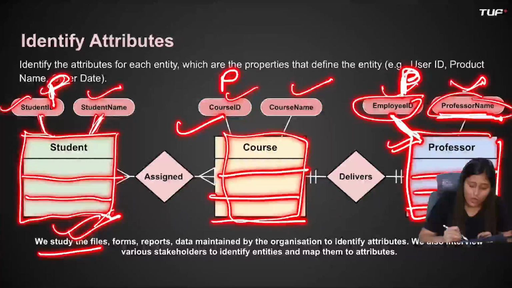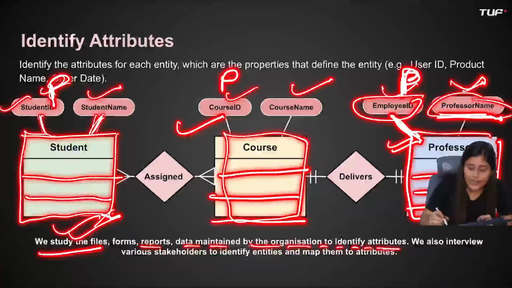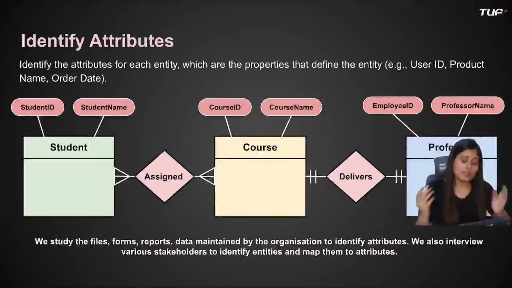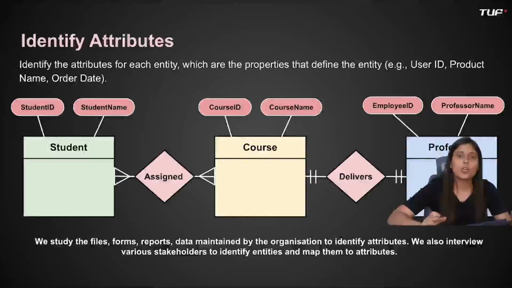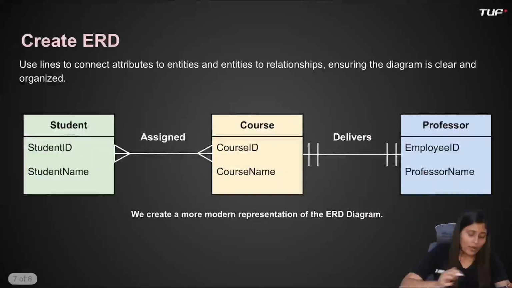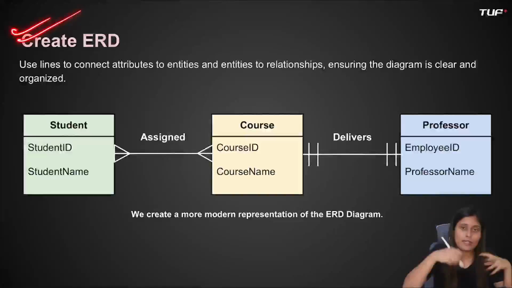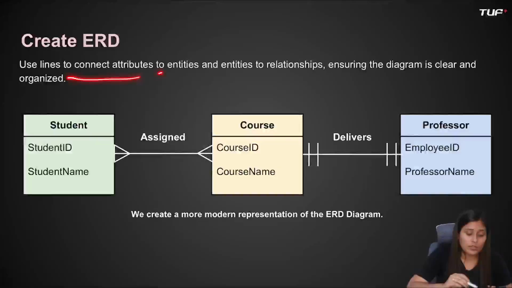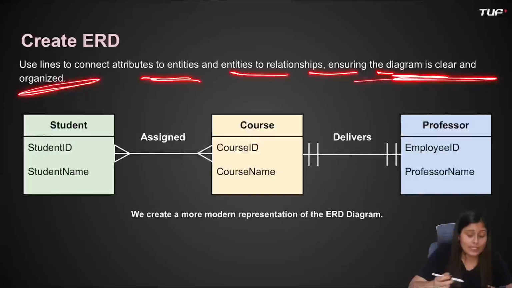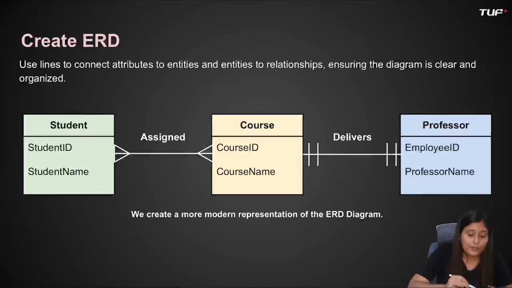So we study the files, forms and reports, and data maintained by the organization to identify attributes. We also interview various stakeholders to identify entities and map them to attributes. So that is all about how to identify the different types of attributes and the required attributes for each entity. Now, after identifying all these attributes, we should go with the creation of the ERD. So we should use lines to connect attributes to entities and entities to relationships, ensuring the diagram is clear and organized.